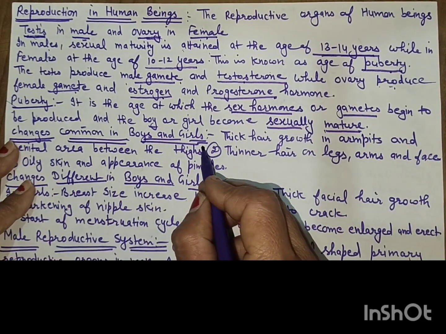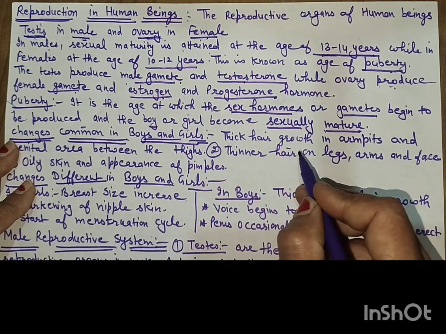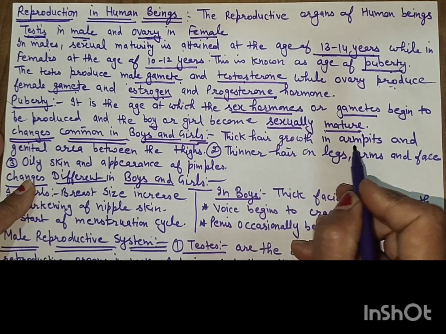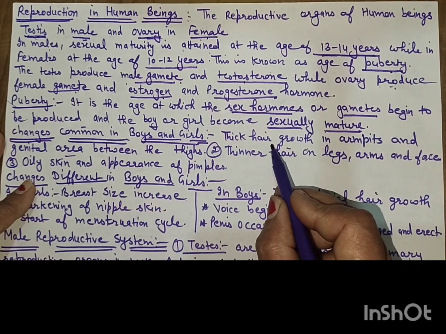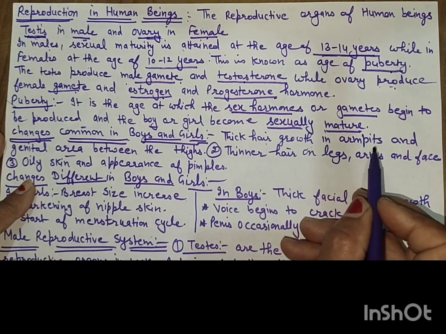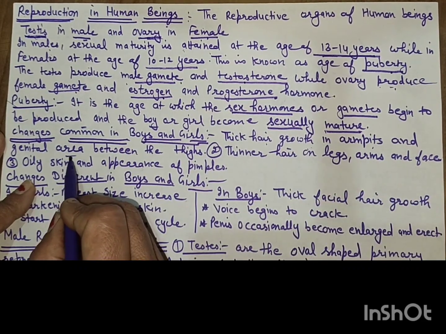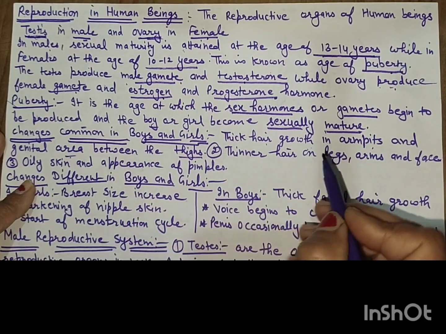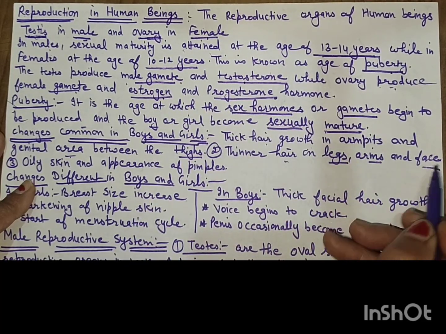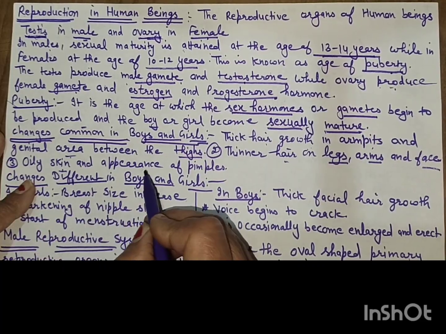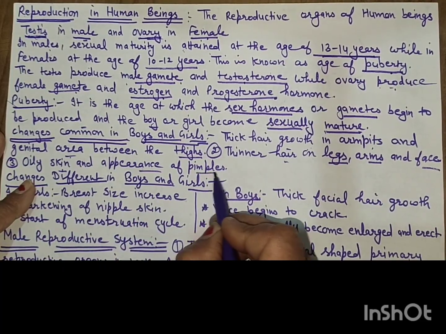Changes common in the boys and the girls. Thick hair growth in the armpit and genital area between the thighs, occurring equally in both boys and girls. Thinner hair on the legs, arms and face.